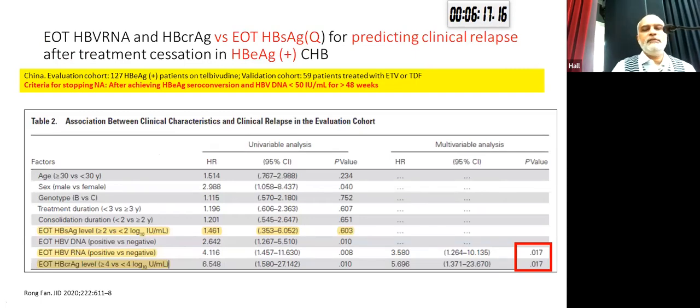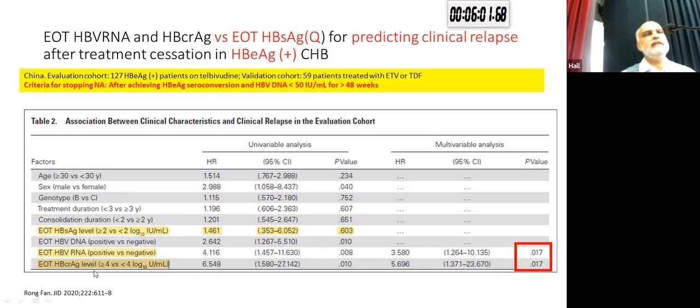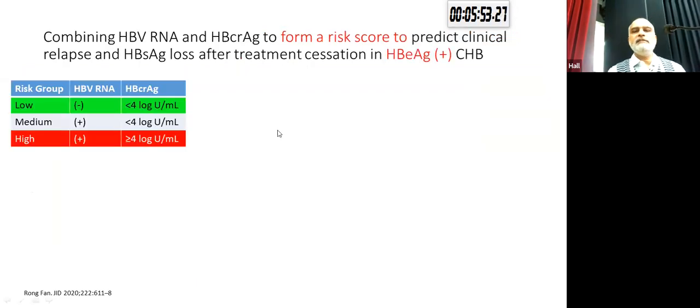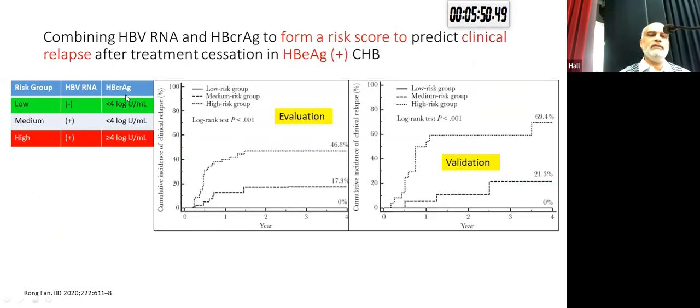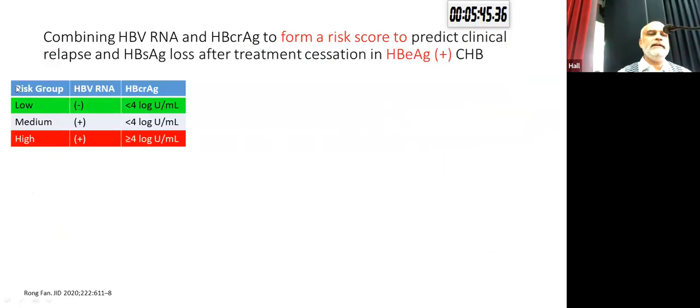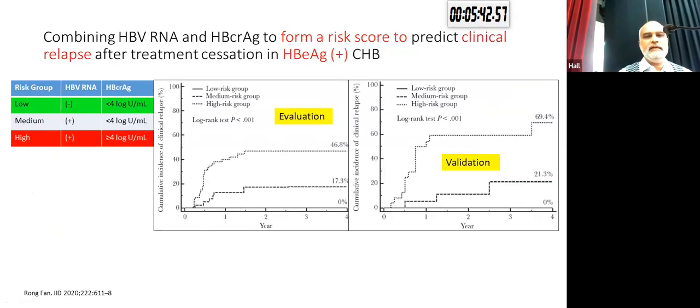This was a study, again, from China. We showed that among E antigen positive patients, regarding the factors predicting clinical relapse after stopping treatment, HBsAg levels were not predictive, whereas RNA levels and core-related antigen levels, these two were very predictive of the clinical relapse after stopping therapy. And they formed a risk score according to HBV RNA and core-related antigen levels, and they divided into low, medium, and high risk. As can be seen, in the low risk group, there was no clinical relapse, whereas in medium and high risk, the clinical relapse was high.